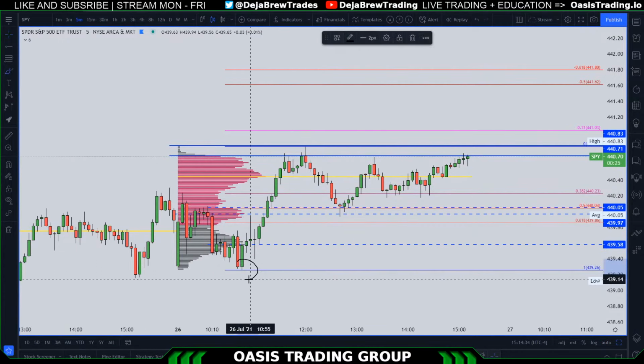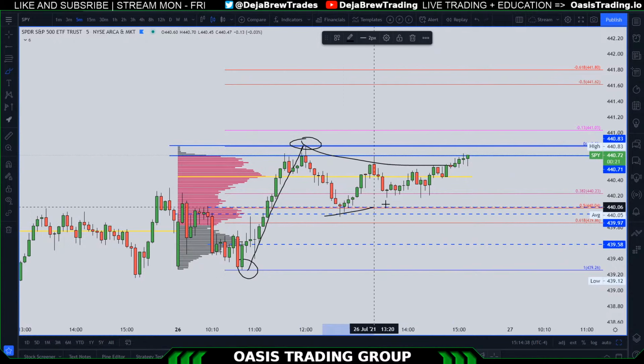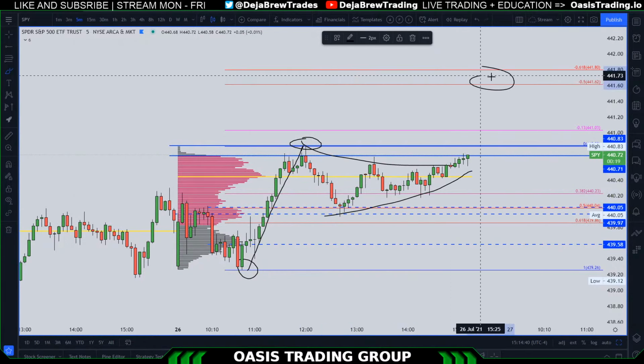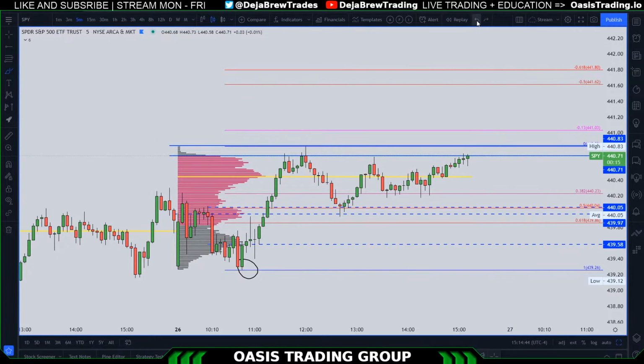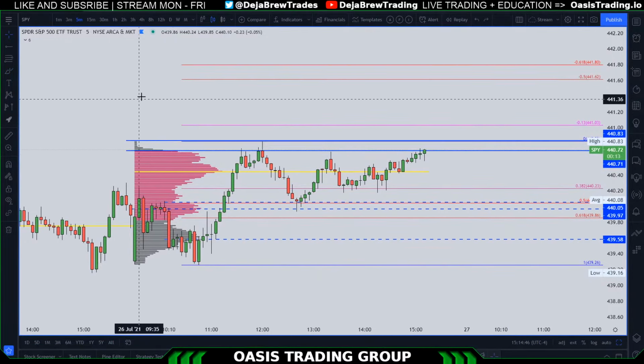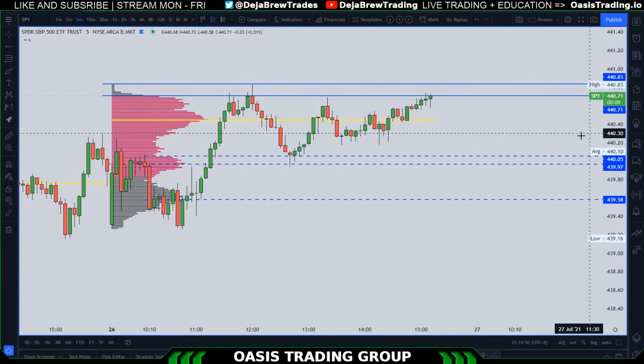So you take the fib from here to here. This becomes a big bull flag, right? And that's our breakout zone. So we'll see by the end of today if we can get that breakout. But for now, I'm gonna get rid of these lines just to clean the chart up a little bit.